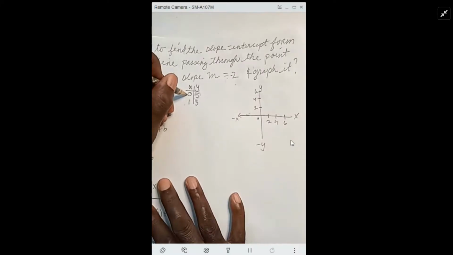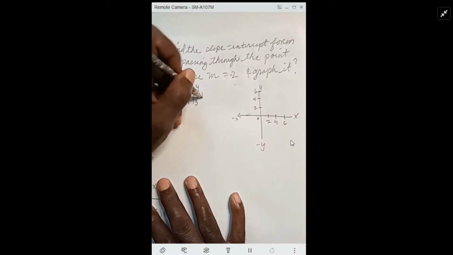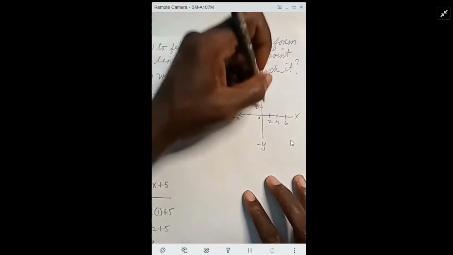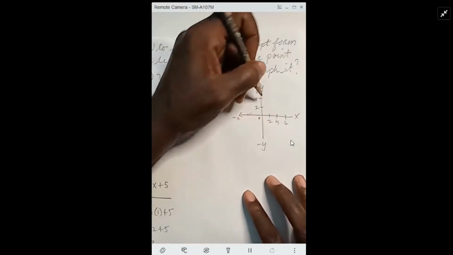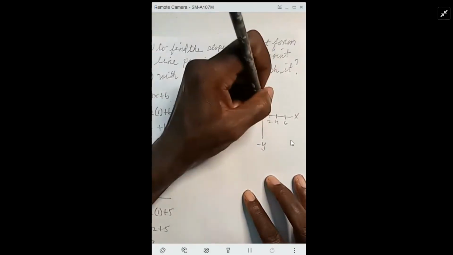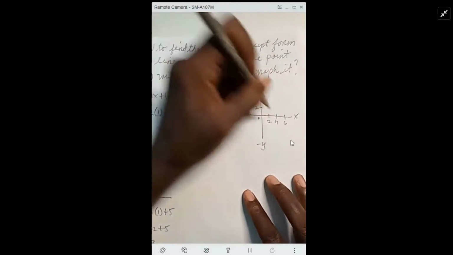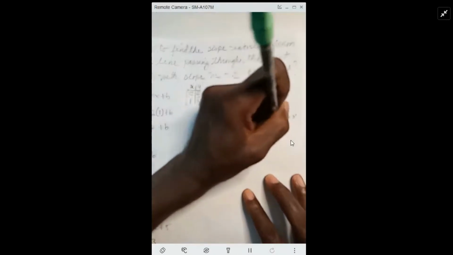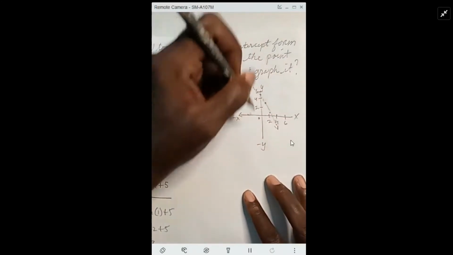Plot the point, the ordered pair (0, 5). X equals 0 here. Y equals 5 here. That's our intercept. X equals 1, y equals 3. Double check those points. Go with the dotted line through the point, and then color it in. That's the quickest way to make that straight without a ruler.